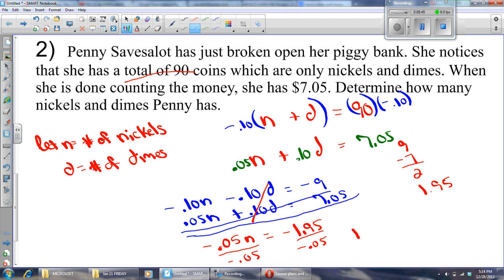All right, so n is going to equal, hold on one second, n is going to equal 39. I'm not in draw mode. There we go. n is going to be 39.